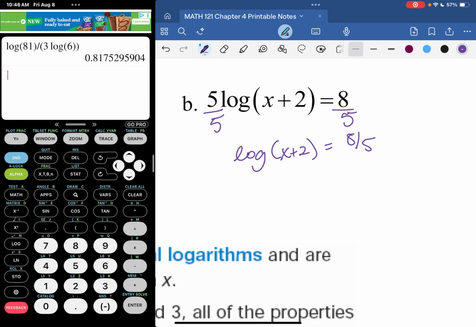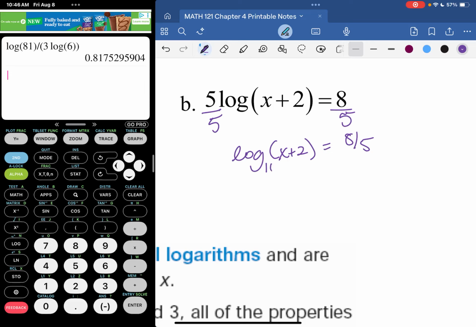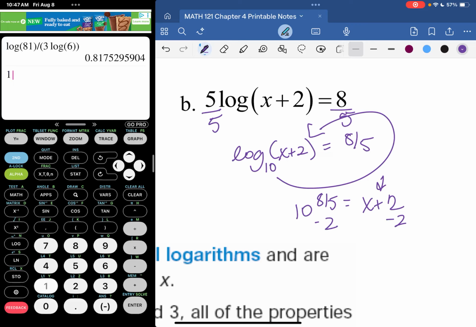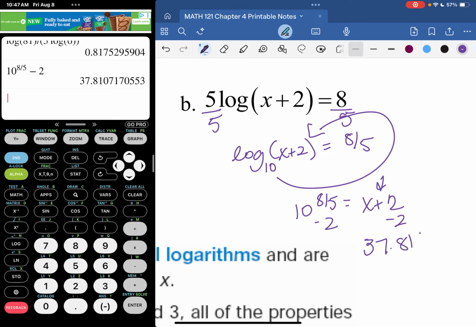And now to get rid of that, that is log base 10, we're going to go whoosh. So it'll be 10 to the 8/5 equals x plus 2. And then we're solving for x. How do you get rid of plus 2? You minus 2. So we'll be 10 to the 8/5 minus 2. And we get 37.8107.